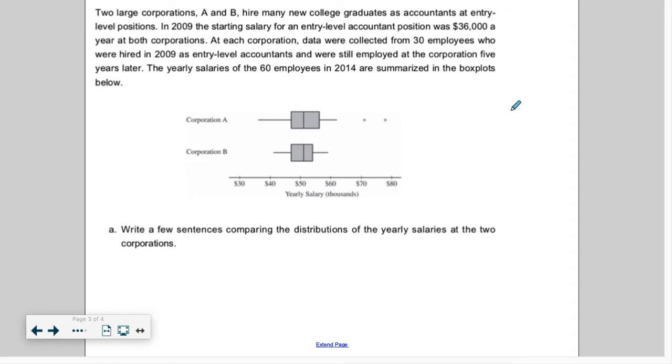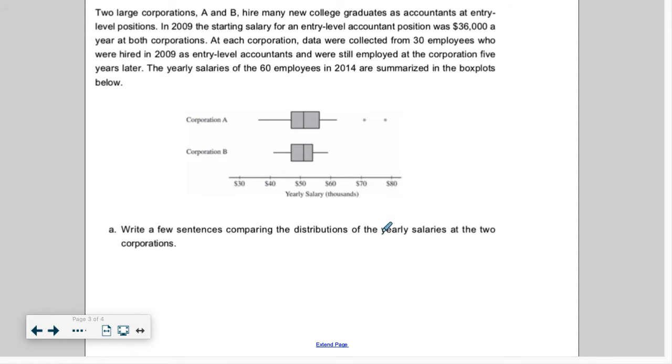So this first example, it tells me two corporations, A and B, hire many graduates. In 2009, the starting salary was $36,000. And then they went back and they got the yearly salaries of 60 employees in 2014. And here they're summarized. So my top box plot is Corporation A, and I want to compare that with my bottom one, Corporation B.